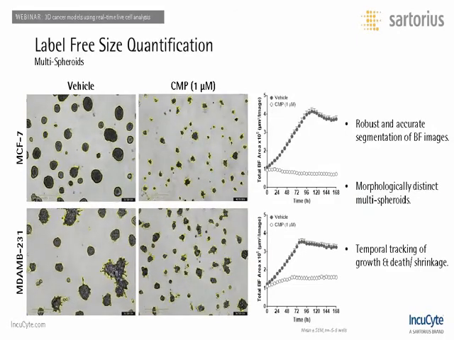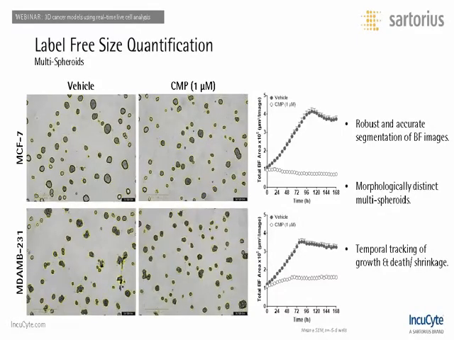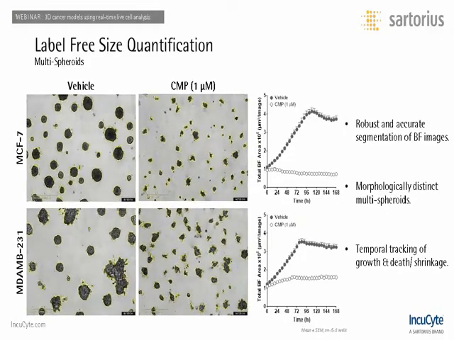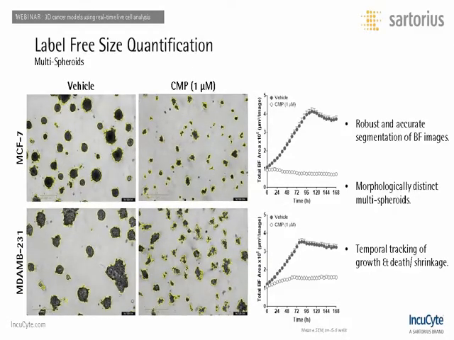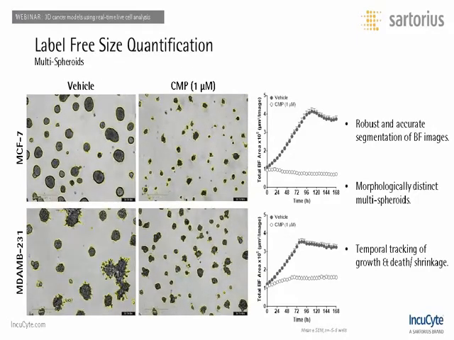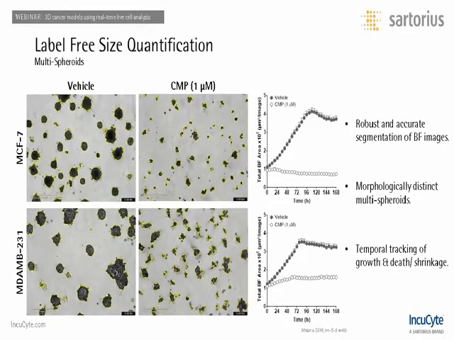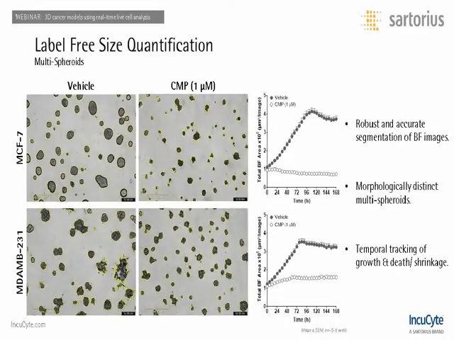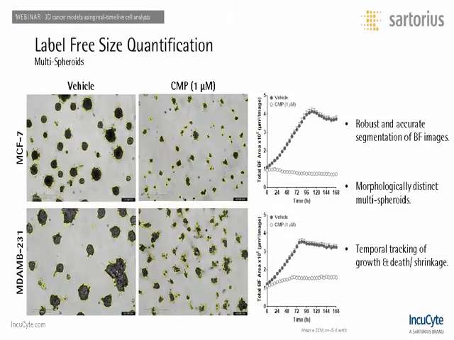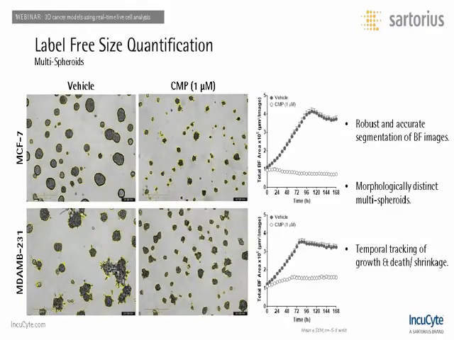So this slide illustrates how the size, or rather the area, of a population of multispheroids can be tracked and quantified over time using a label-free approach, that is, using the bright field images displayed here. You can see that the S3 is able to achieve this for multispheroids which have distinctly different morphologies. On the top panel, this is illustrated with a round morphology characteristic of MCF7 spheroids, and on the bottom panel, a more branched or stellate morphology of the MDA cells, which is characteristic of an invasive phenotype.